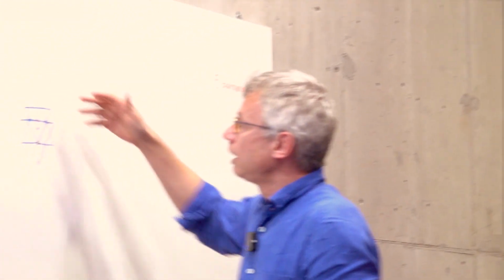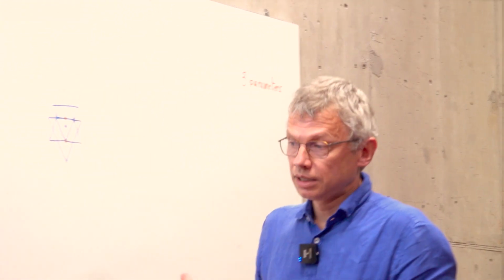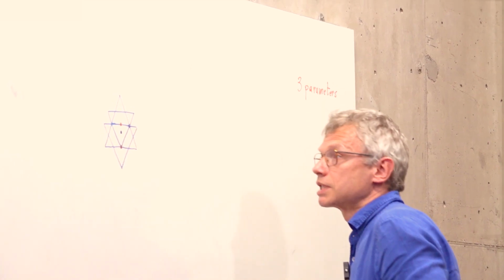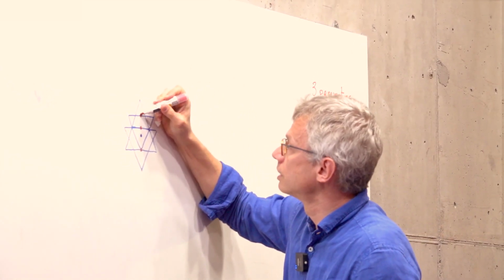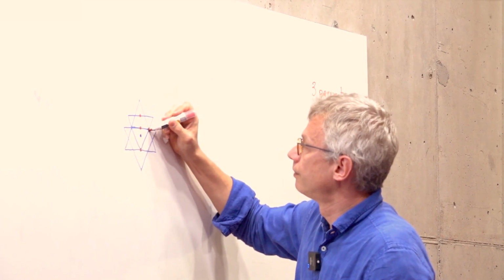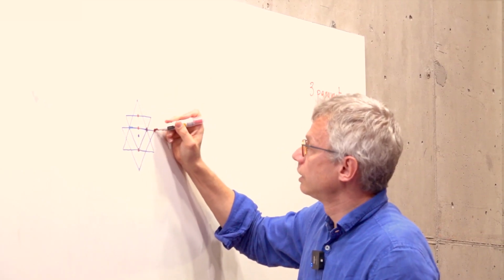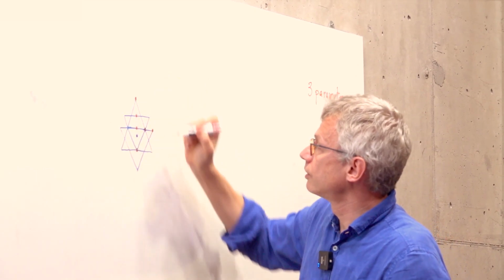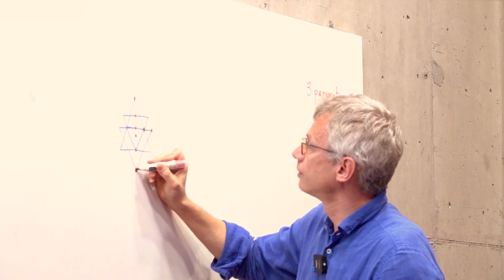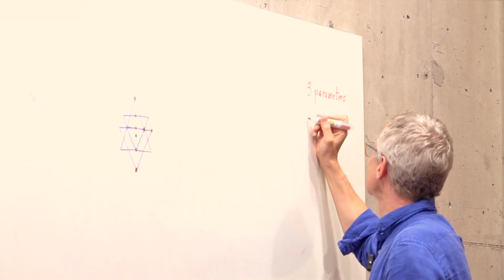I've surrounded it by these eight new triangles, but I have to point out that some new choices have been made. Where did I place this? Was a free choice. Also, where did I place this? Was a free choice. Where did I place this was a free choice. And another free choice was this one. So we have four more parameters.